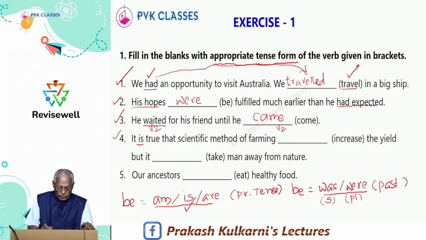Is a present tense verb is there, therefore it is followed by: it is true that scientific method of farming increases.